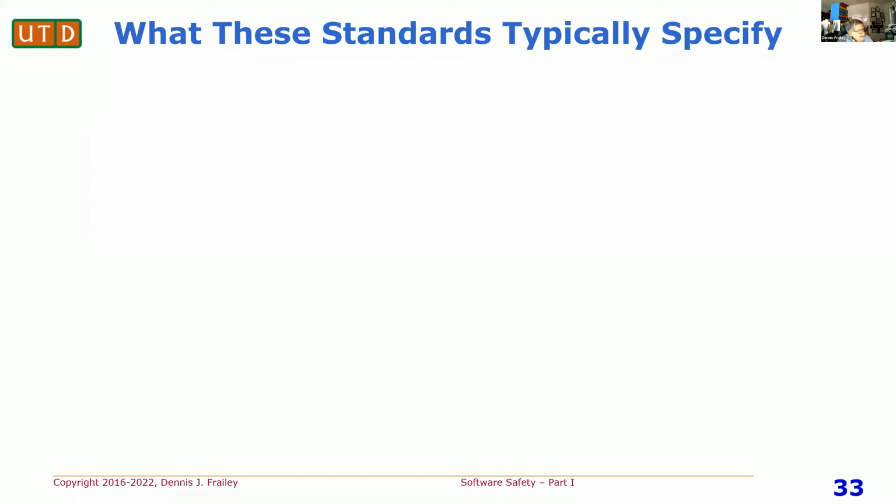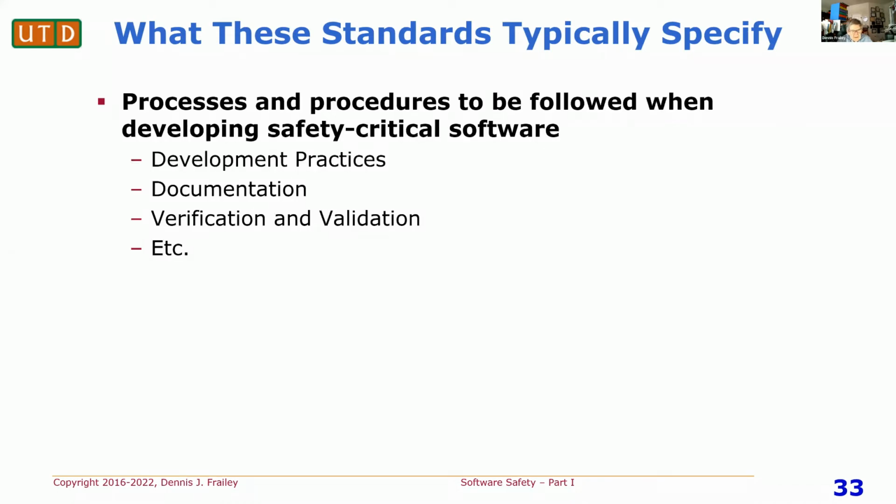Okay, what do these standards specify? First of all, they typically specify processes and procedures that you should follow when developing safety critical software. What practices you should follow, what documentation you should produce, how you should verify and validate that you've done the things the correct way, and things of that nature. So they basically tell you, here's some standards about how you are supposed to do your software.